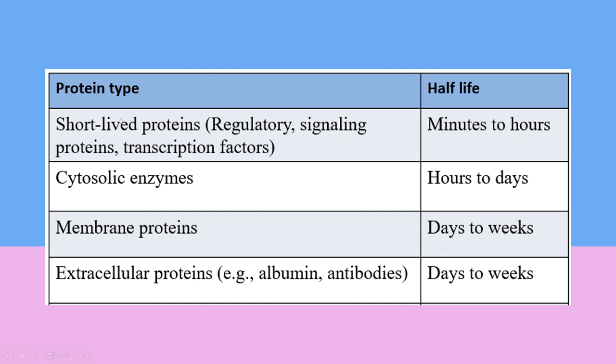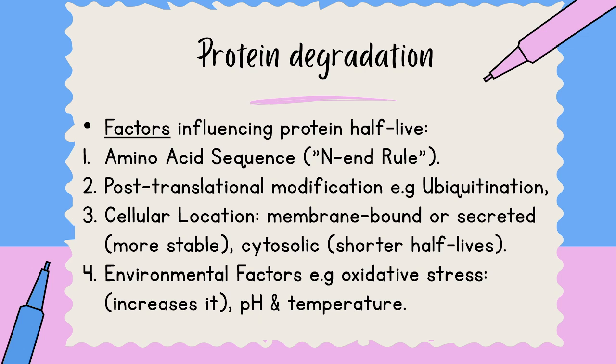We have examples here of short-lived proteins such as regulatory proteins, signaling proteins, and transcription factors. They are considered to have short half-lives measured in minutes to hours. Cytosolic enzymes can have a short half-life or T-half of hours to days. Membrane proteins and extracellular proteins like albumin and antibodies can have a half-life of days to weeks. For example, we know that antibodies, for example, immunoglobulin, have a half-life of about 3 weeks.